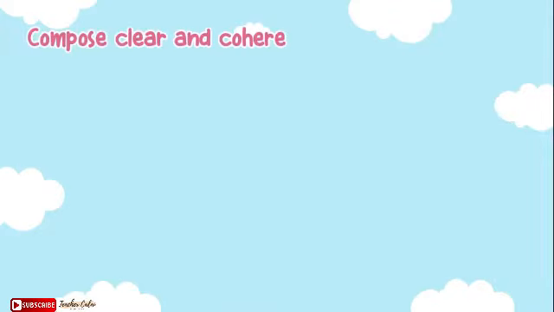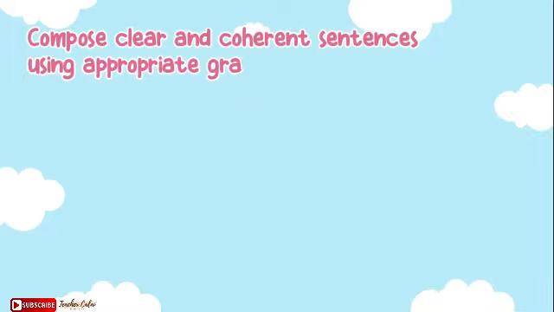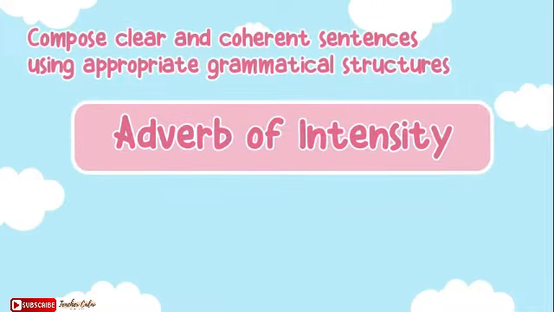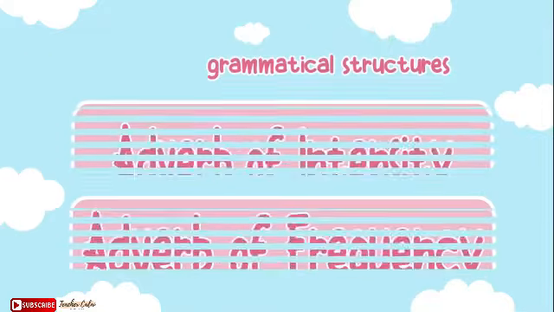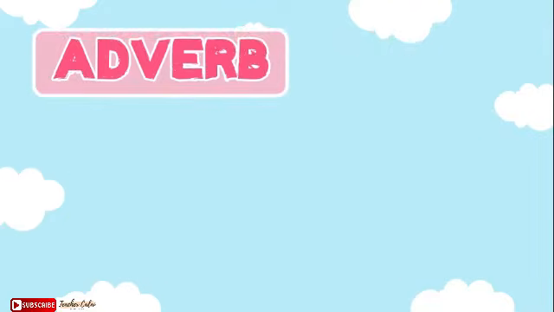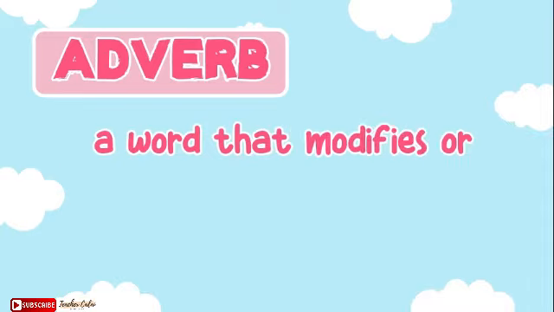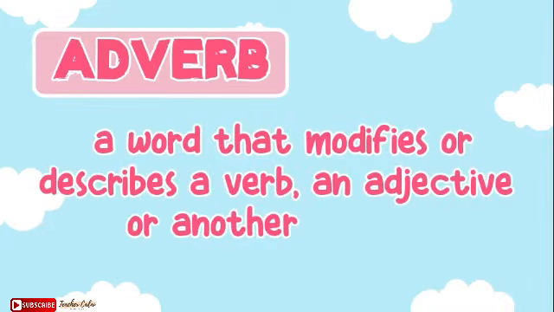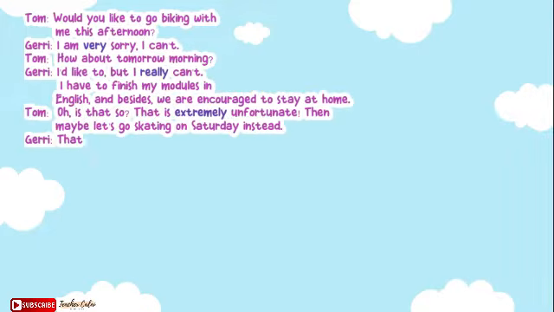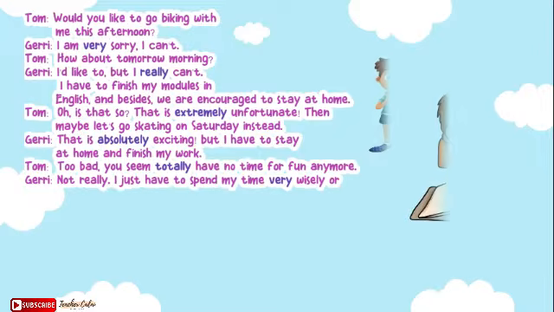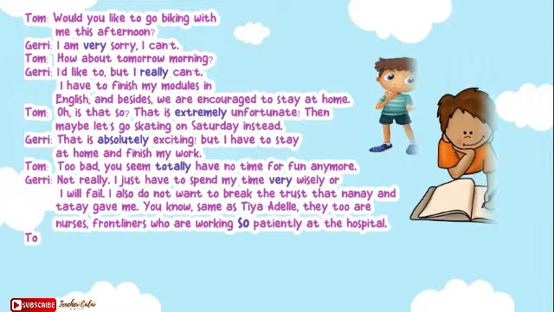Hi there! So for today's topic, we are going to compose clear and coherent sentences using appropriate grammatical structures such as adverb of intensity and adverb of frequency. By the way, when we say adverb, it is a word that modifies or describes a verb, an adjective, or another adverb. To start, let us read first the dialogue between cousins Tom and Jerry. They live in a house near each other and share the same study area for some schooling.